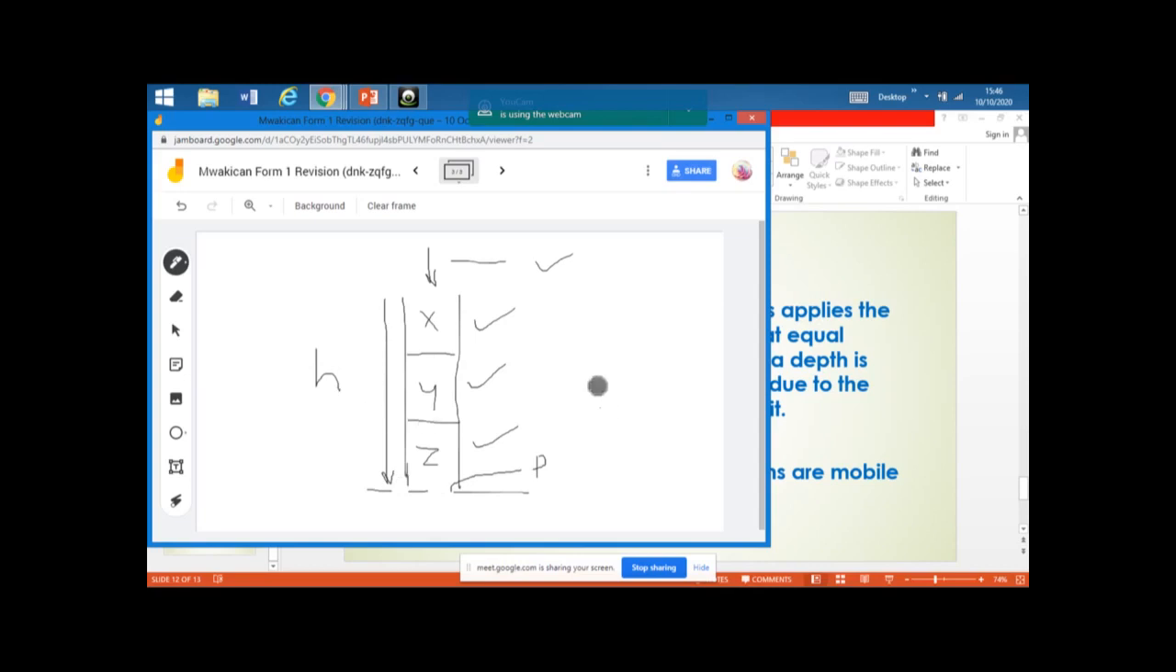This is for fluids where we use rho, H, and G. When you're looking at pressure at that level, then we must consider all the substances, the weight of all these substances above, their height. So we must consider the height of Z, the height of Y, the height of X. We will use the density of Z with the corresponding height, Y with its corresponding density, X with its corresponding density. Meaning all the three substances matter. And if it is open, then we also include the air pressure or the atmospheric pressure.